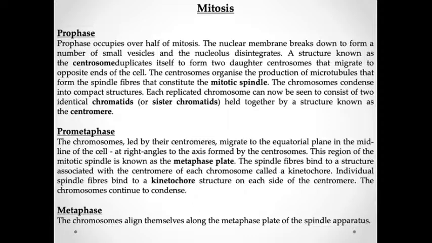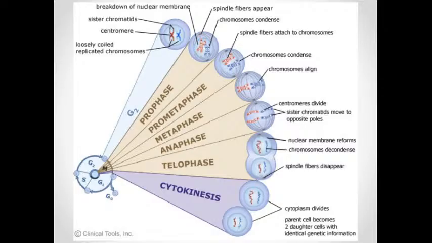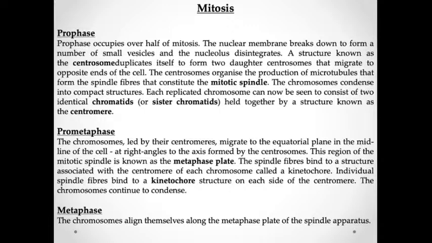So first is your prophase. What is happening in the prophase is that it occupies over half of the mitosis. So half of the mitosis is done in the prophase, and the nuclear membrane breaks down to form a number of small vesicles, and the nucleolus disintegrates. A structure known as the centrosome duplicates itself to form two daughter centrosomes that migrate to the opposite sides of the cell. The centrosomes organize the production of microtubules that form the spindle fibers that constitute the mitotic spindle.